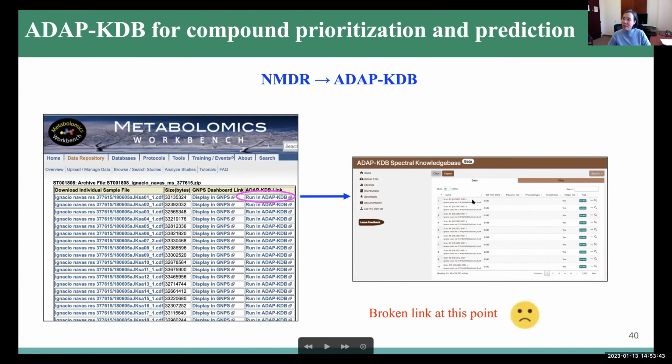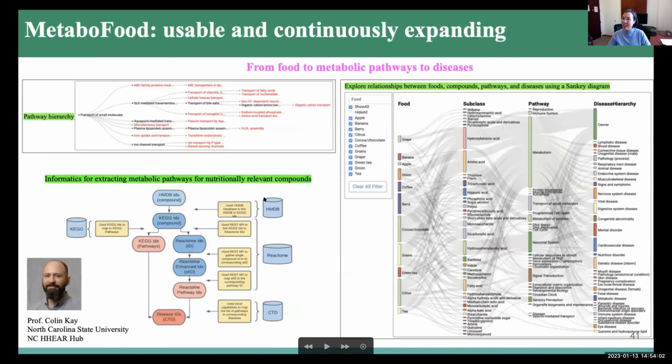And in addition to going from ADAP-KDB to Metabolomics Workbench, users could also go the other way, from the Metabolomics Workbench coming to ADAP-KDB. And I just found out this morning, actually, this link is not working. It used to work, so we need to look into that. This is still ongoing work, and we welcome you to test it and give us feedback.